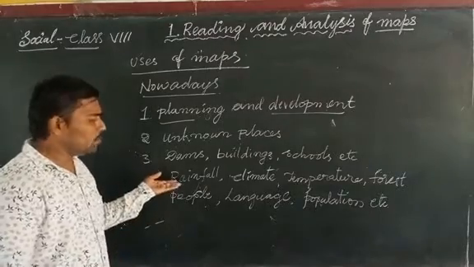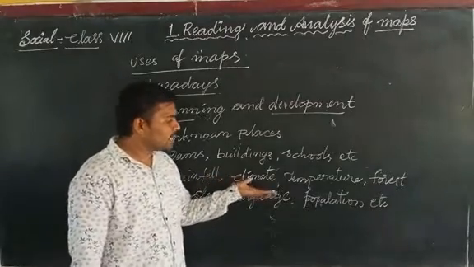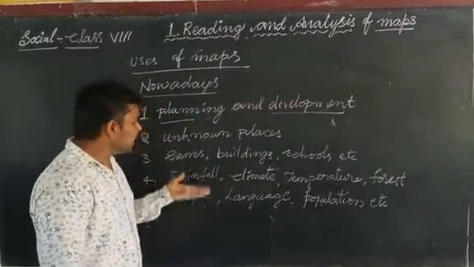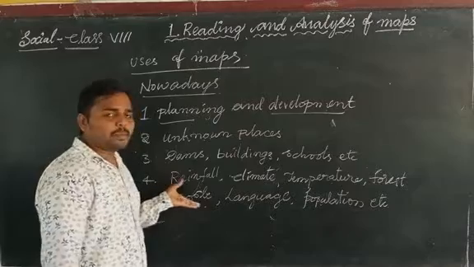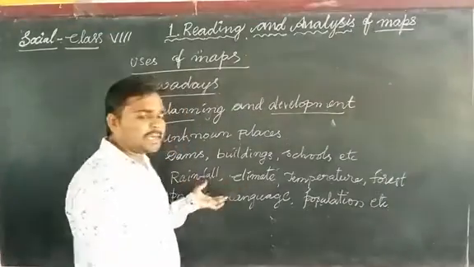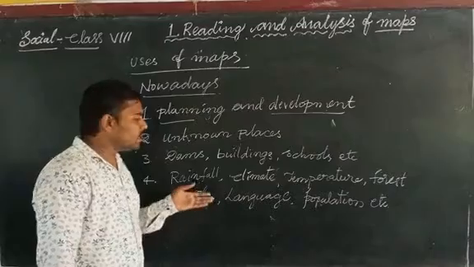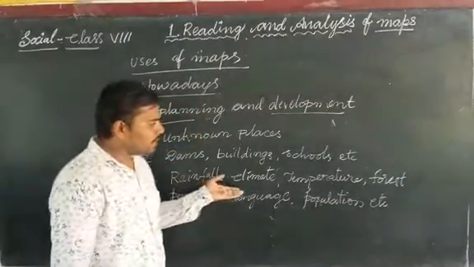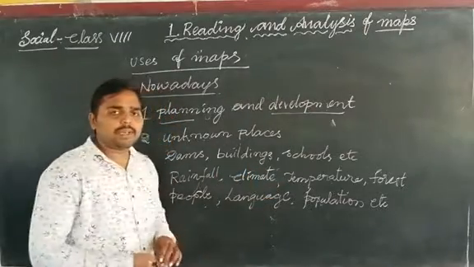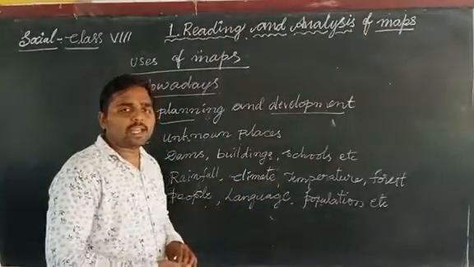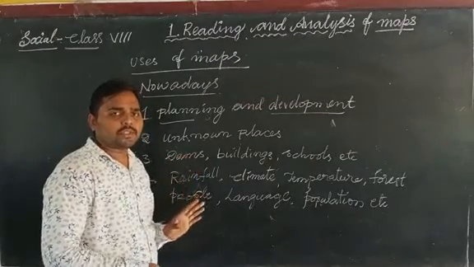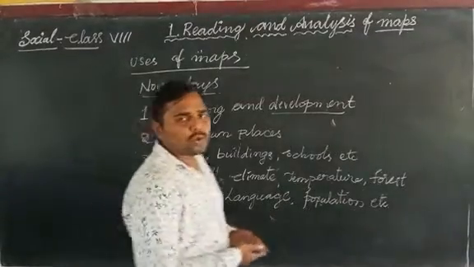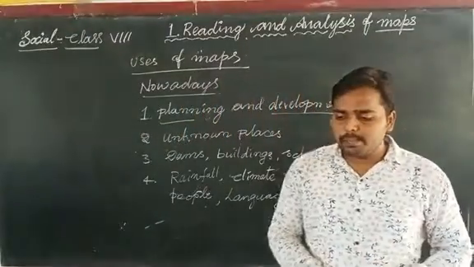To show the rainfall of a particular location, to show the climate of the location, to show temperature, forests in which areas they are located, people, which type of people are living in a particular location, language, the people who are speaking the language, population means the number of people living in a particular location. These are different types of use we can see nowadays. With the help of maps, we can see so many types of areas.